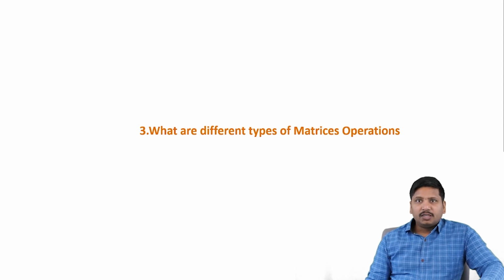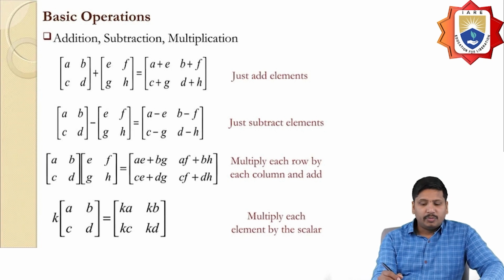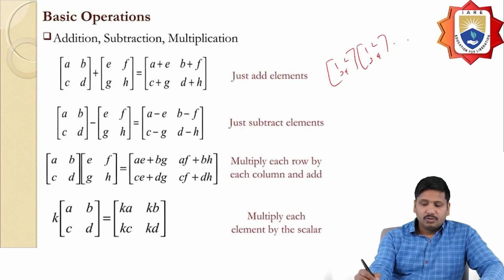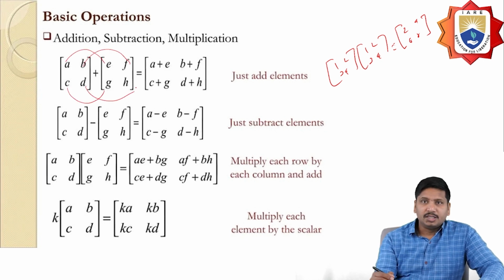So the next one is, what are the different types of matrix operations? Suppose I'm going to add two matrices, 1 2 3 4 and 1 2 3 4. I can perform addition by simply adding the corresponding elements: 2 4 6 8. So a plus e, b plus f, c plus g, and d plus h.